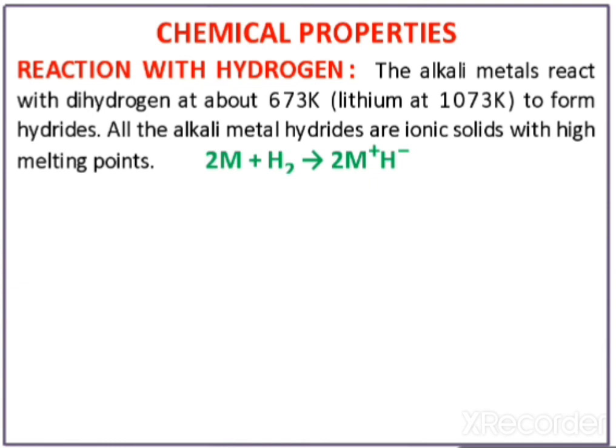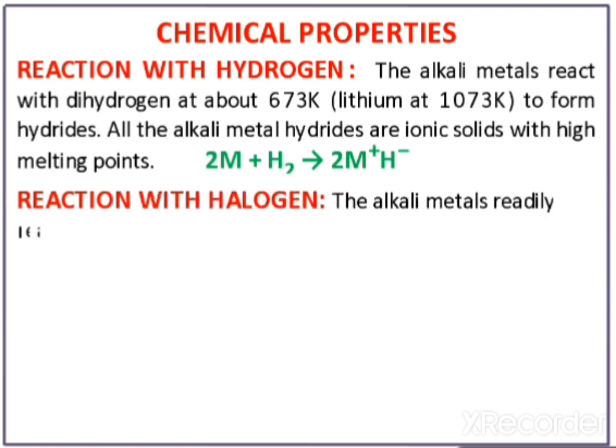So hydrogen has both characters. It can gain an electron, it can donate an electron. It depends on the element with which it is reacting. If hydrogen is more electropositive, hydrogen forms plus. If hydrogen is less electropositive, hydrogen forms minus. So this one is an ionic compound. So these alkali metals react with hydrogen to form ionic hydrides. Okay, we have discussed ionic hydrides in the hydrogen chapter.